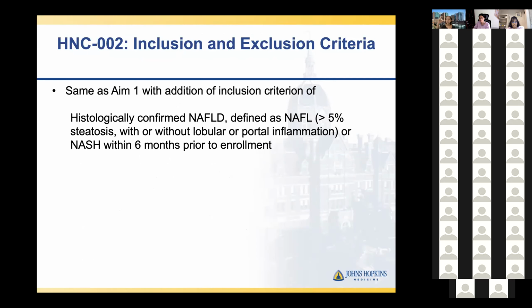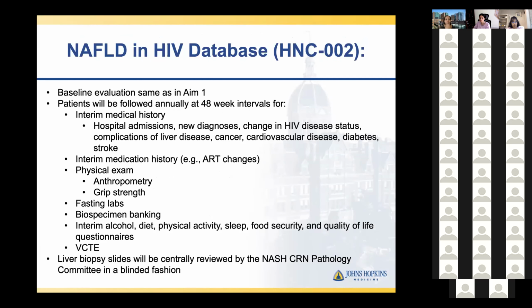So this is the subset of patients with NAFLD in this trial. They will require biopsy within 6 months prior to enrollment to be eligible for this protocol. And we're going to follow patients on a yearly basis. We'll take detailed interval medical history, medication changes, in addition to the same questionnaires that we administered initially to capture any changes over time, and the FibroScan as well. The FibroScan will be performed at the baseline cross-sectional study as well.